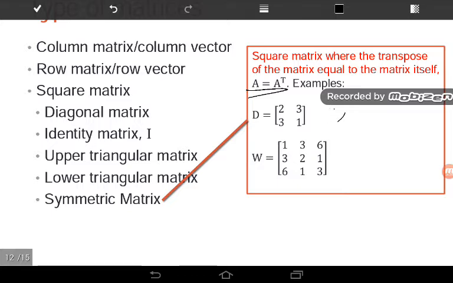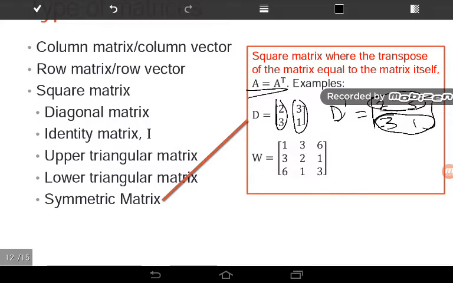So D transpose is equal to, column becomes row, so 2, 3, 3, 1. Column becomes row. So it is still the same as the original matrix D.